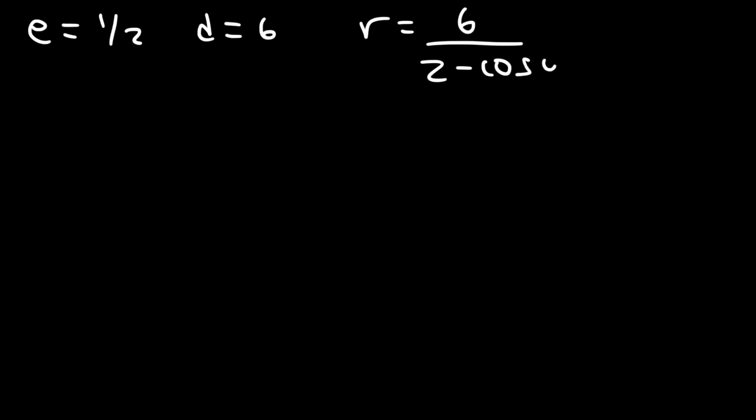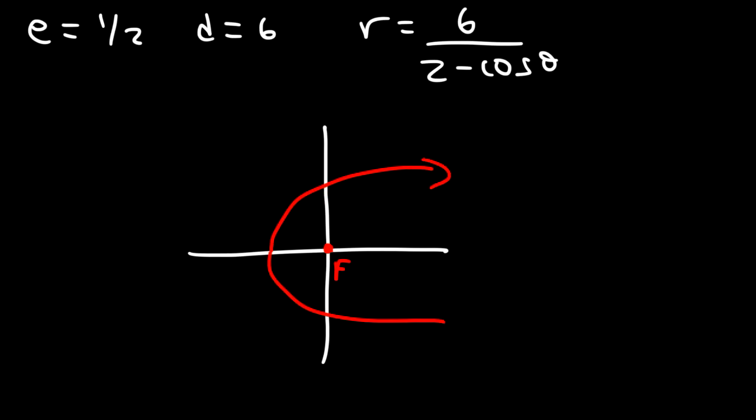So now let's graph it. Keep in mind that e is 1/2, d is 6. For this particular graph, with the focus at the center, and then we have a negative cosine. When dealing with cosine, it opens either to the left or to the right. But if you see negative cosine, the graph is going to open in this direction. So we have an ellipse, which means it's going to look like this. That's a rough sketch. And then the directrix is going to be on this side.